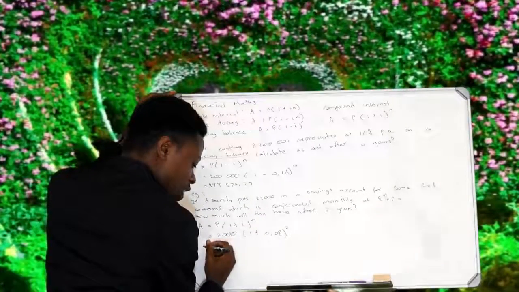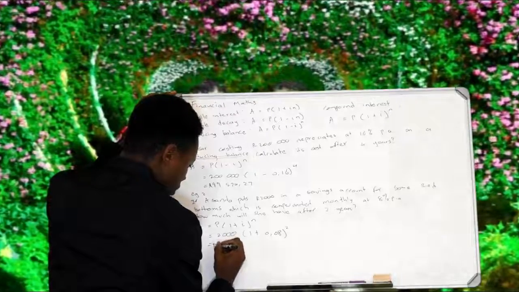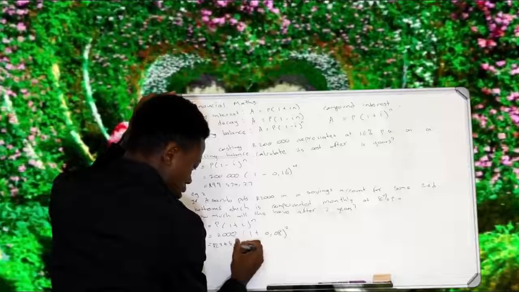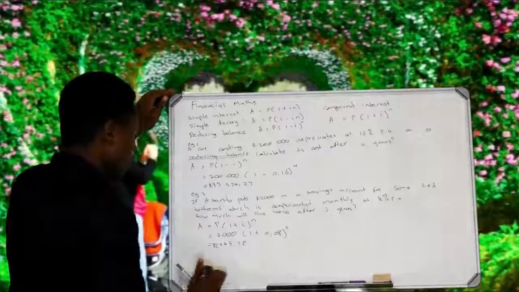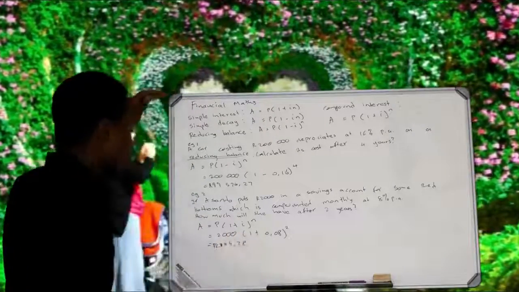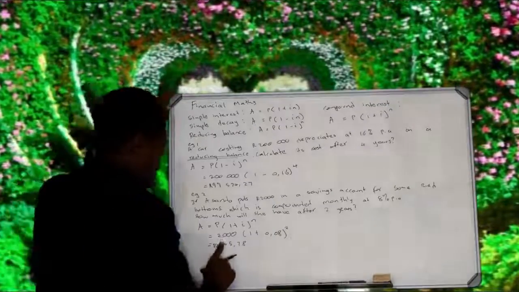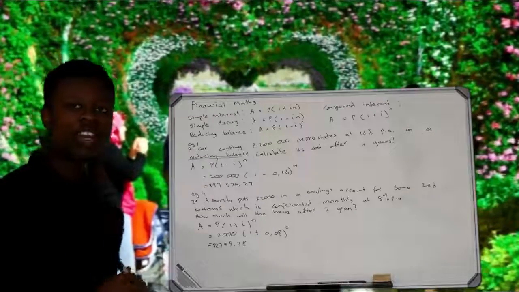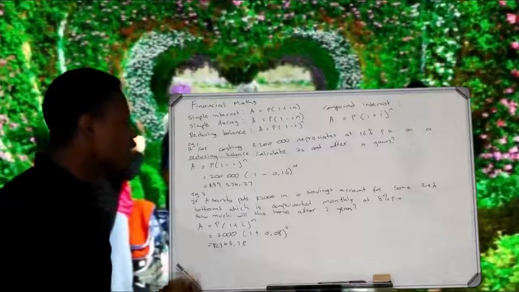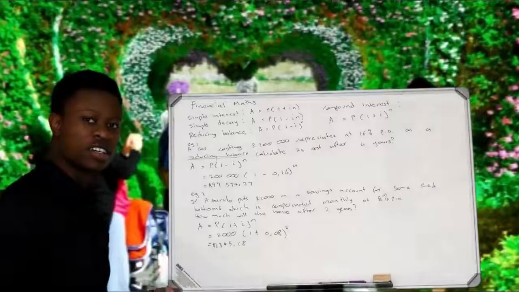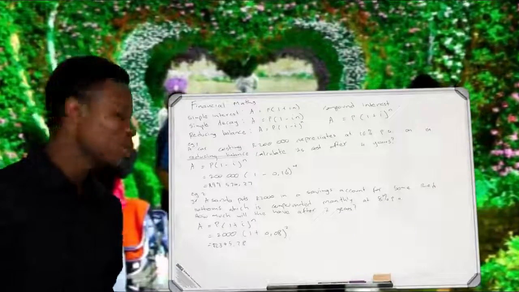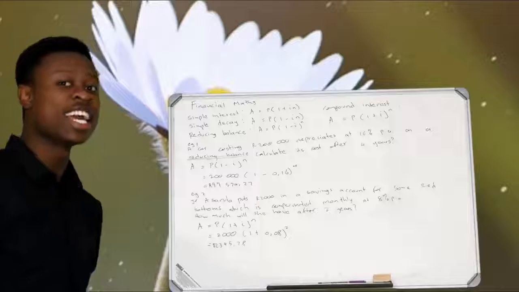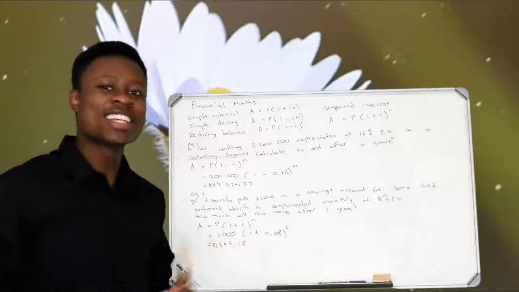So the value that I got was, right? My value is 2345.78 rands. So after 2 years of saving, Asanda has 2,345.78 rands. Does that make sense to you?